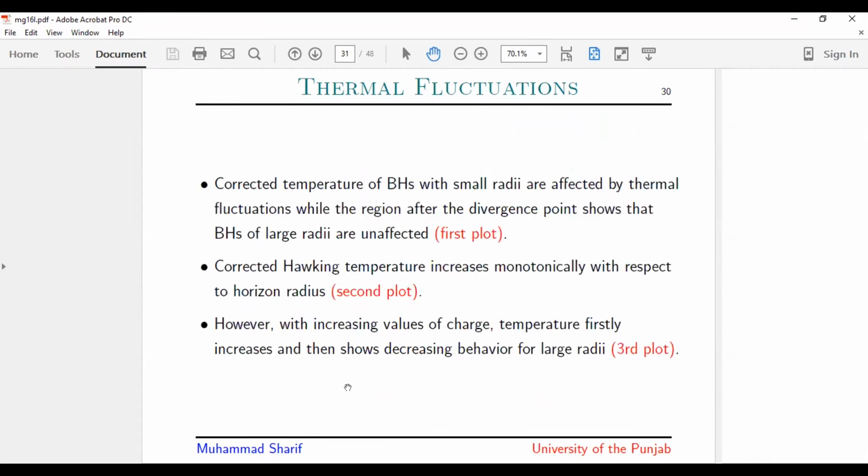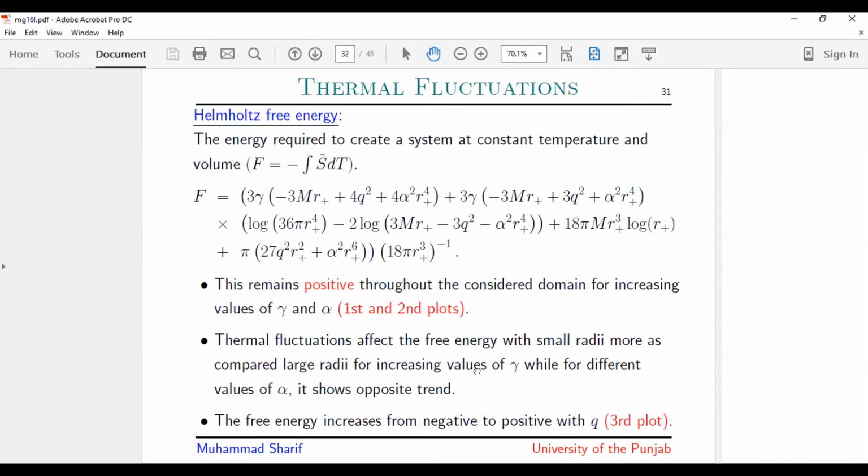So corrected temperature of black holes with small radii are affected by thermal fluctuations, while the region after the divergence point shows that black holes of large radii are unaffected. In the second graph, corrected Hawking temperature increases monotonically with respect to the horizon radius, and with the increasing values of charge, temperature firstly increases and then shows decreasing behavior for large radii.